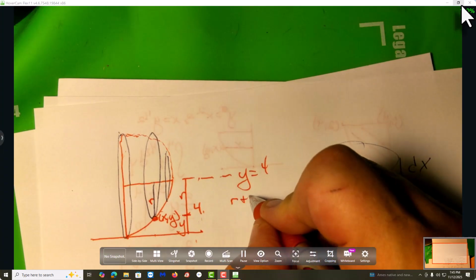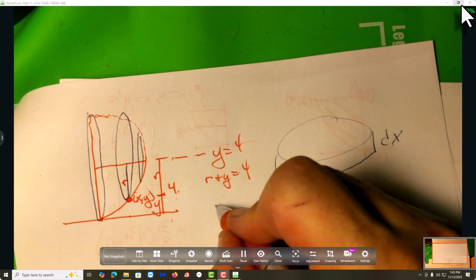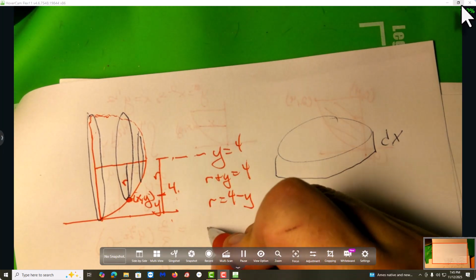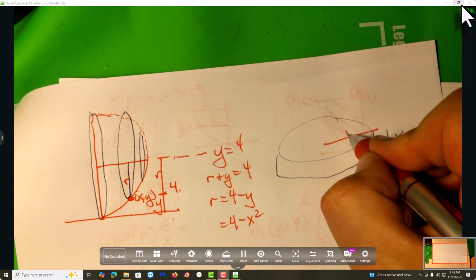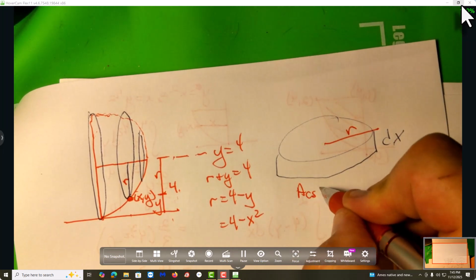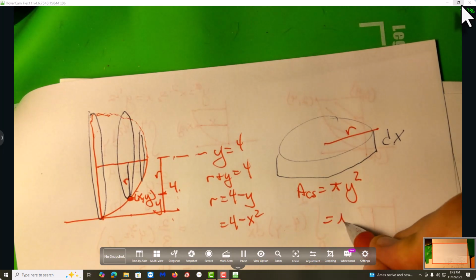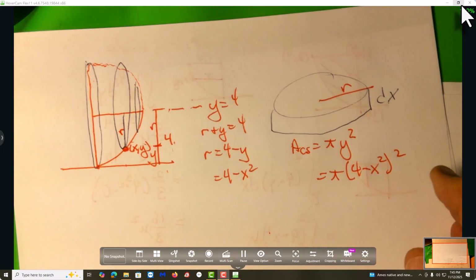Now you have two non-overlapping segments whose length is 4. So radius plus y is 4. But I don't want radius plus y, I just want the radius. So that's 4 minus y. But what is y? y is x squared. So the area of this cross section is pi y squared, which is pi times (4 minus x squared) squared.